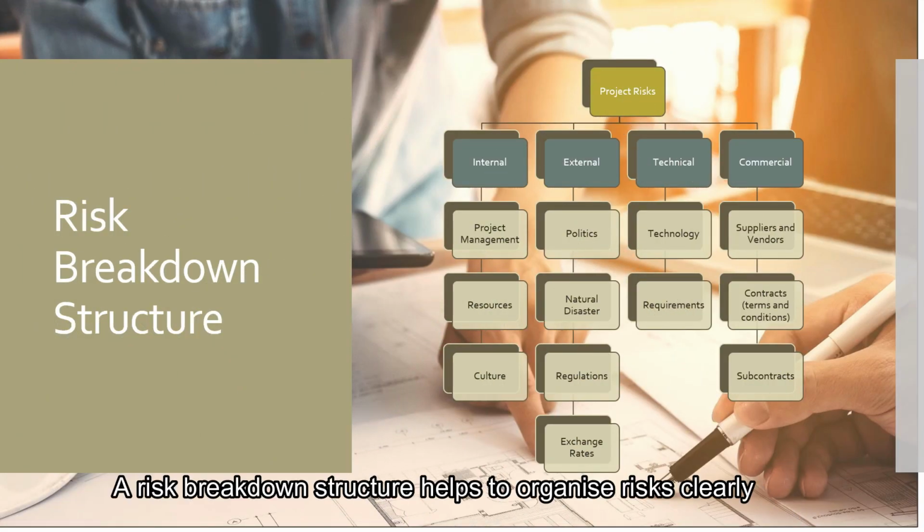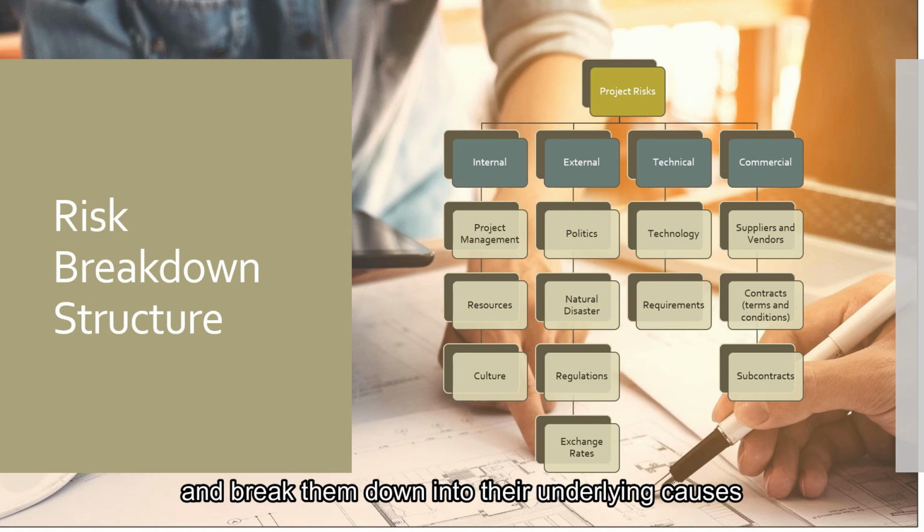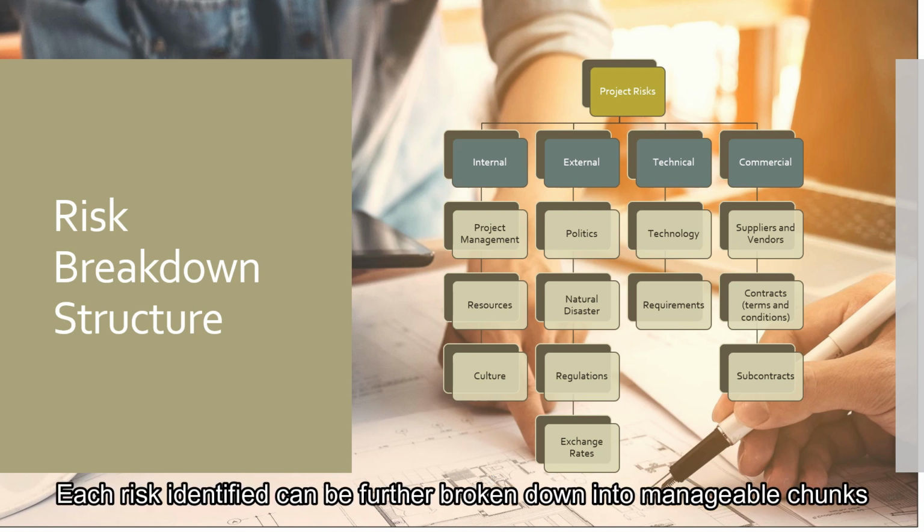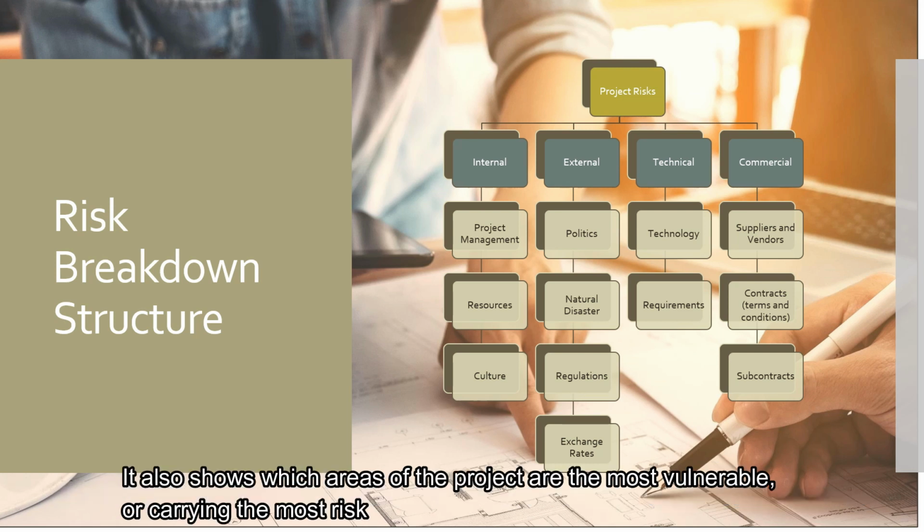A risk breakdown structure helps to organize risks clearly and break them down into their underlying causes. Each risk identified can be further broken down into manageable chunks. It also shows which areas of the project are the most vulnerable or carrying the most risk.